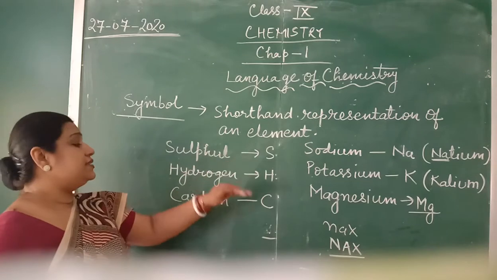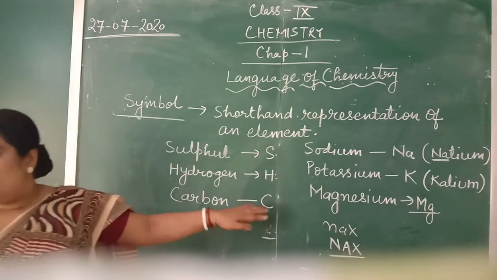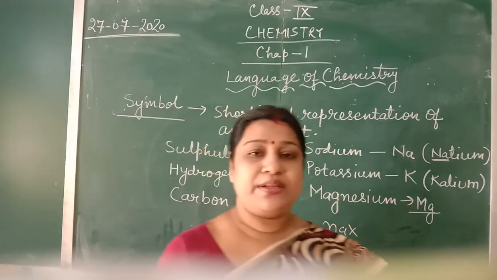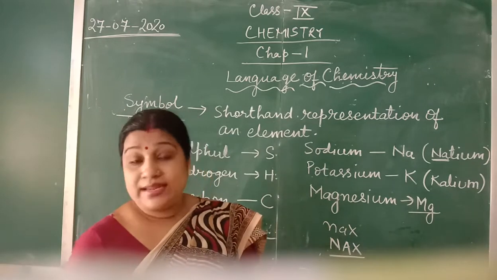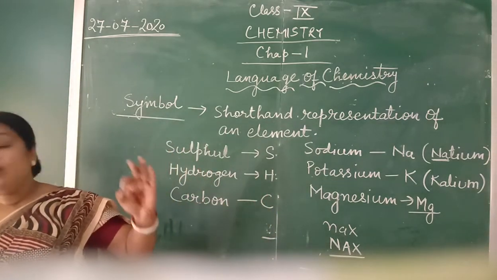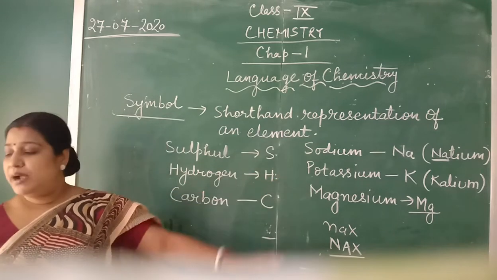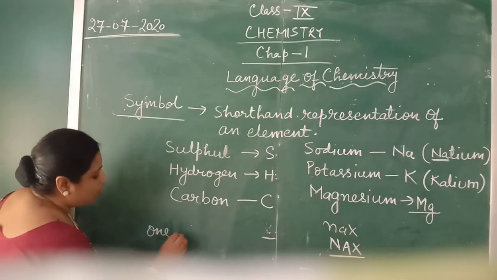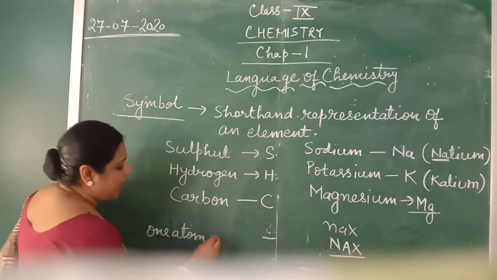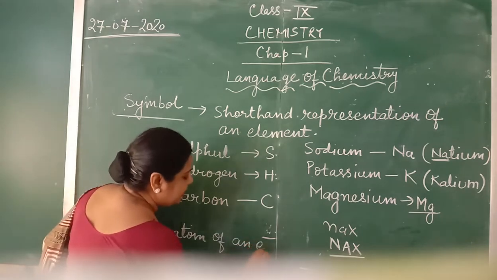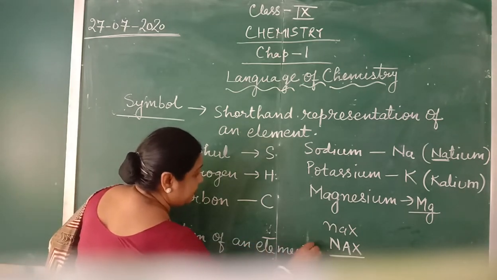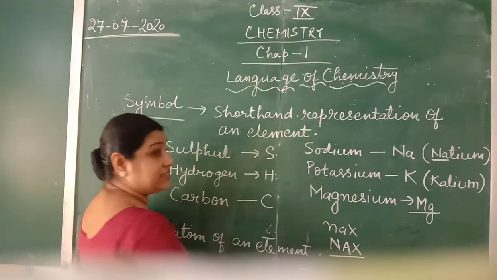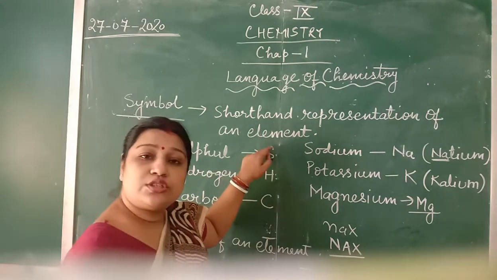Now what does this symbol represent? What meaning are we getting from the symbol? Is it only the shorthand representation? No. Yes, it represents the specific element, but with this, it also represents one atom of an element. Means, if I am writing S here, not only is it representing sulfur, it is also representing one atom.